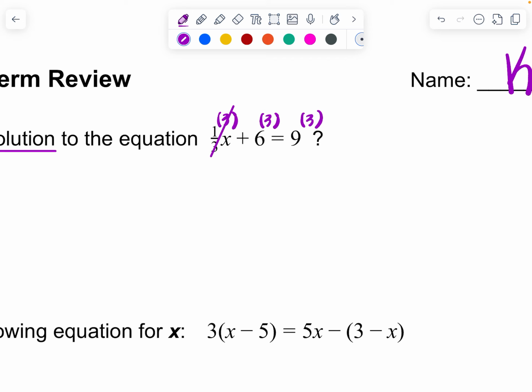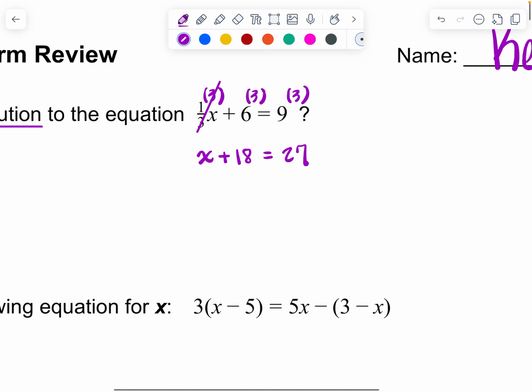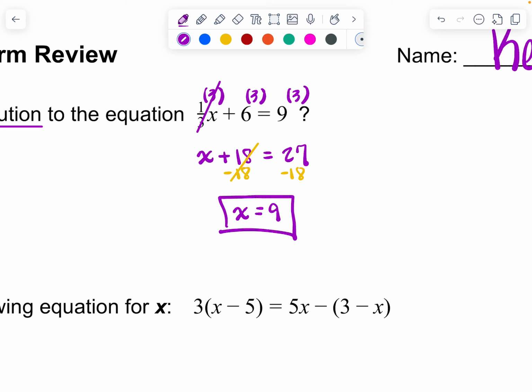Right? And so obviously 3 times a third is just 1x, which I'm just going to write as x because the 3's cancel. 6 times 3 is 18, and 9 times 3 is 27. And that looks much nicer, right? Much easier to work with without the fraction. So I notice the only thing I really need to do is subtract the 18 from both sides to get rid of the positive 18, and that is what's going to give us x equals 9.